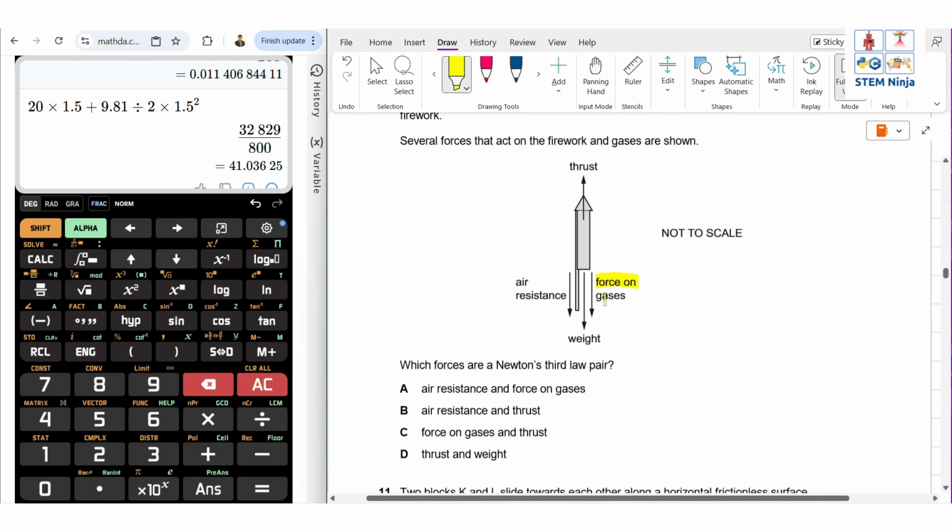So force on gases, and that is actually what's causing the thrust. So thrust and force on gases. These ones are the Newton's third law pair. Remember, they're equal and opposite forces, but they act on different objects. So that's basically it: force on gases and thrust.